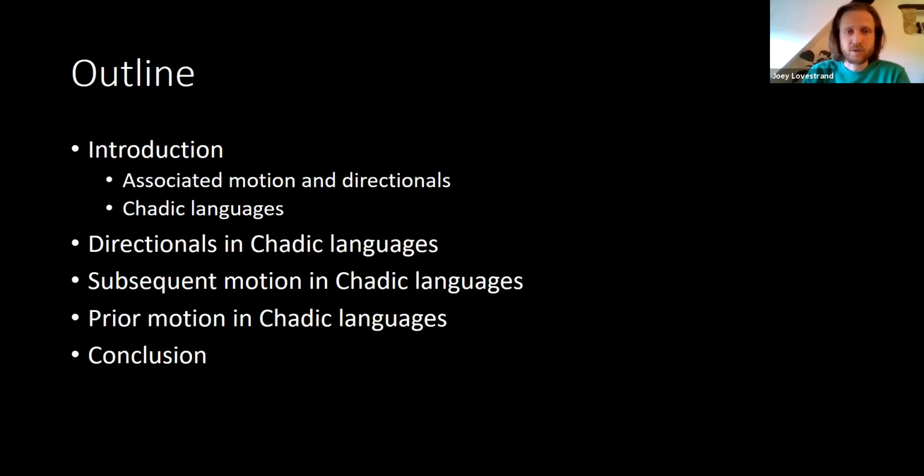The outline is fairly straightforward. I'll say a few words about the definitions of associated motion and directionals, introduce Chadic languages, and then we'll look at directional markers in Chadic languages and a secondary use of directional markers to express subsequent motion in Chadic languages. Then we'll look at multi-verb constructions expressing prior motion in Chadic languages before a brief conclusion.